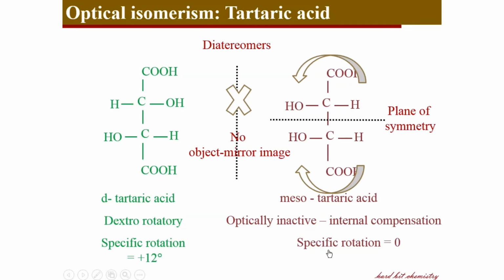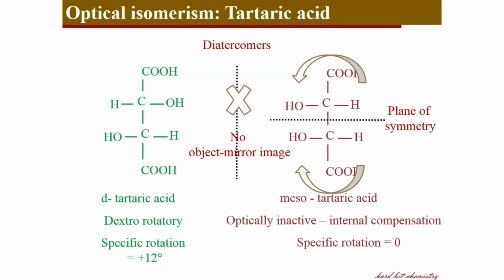The dextro and levo-tartaric acids are enantiomers to each other, whereas the dextro and levo-tartaric acids are diastereomeric to the meso-tartaric acid, and the meso-tartaric acid is a special case of having a plane of symmetry and hence optically inactive due to internal compensation, although it possesses two chiral centers.